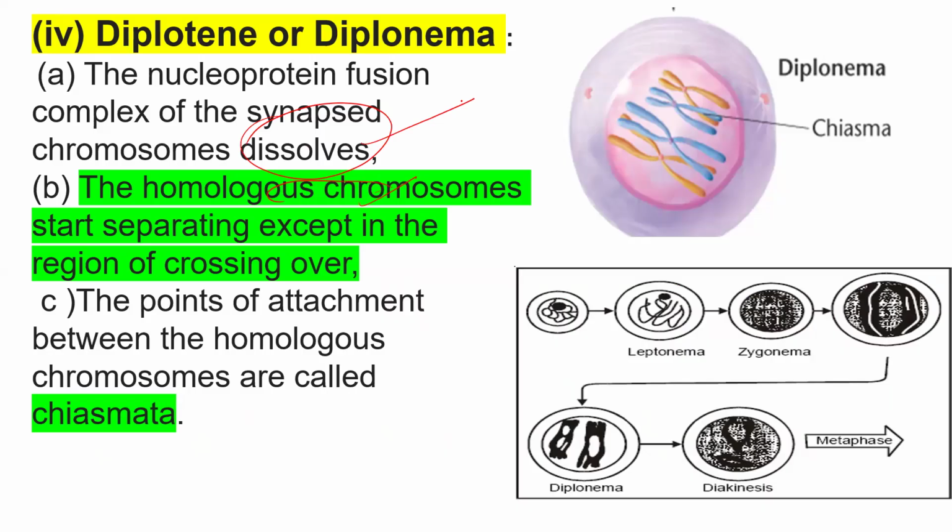The synapsed chromosomes dissolve and the homologous chromosomes start separating, except in one region, a cross region called a chiasma. The point of attachment is known as a chiasmata. That point, an X-like structure, is a chiasmata.